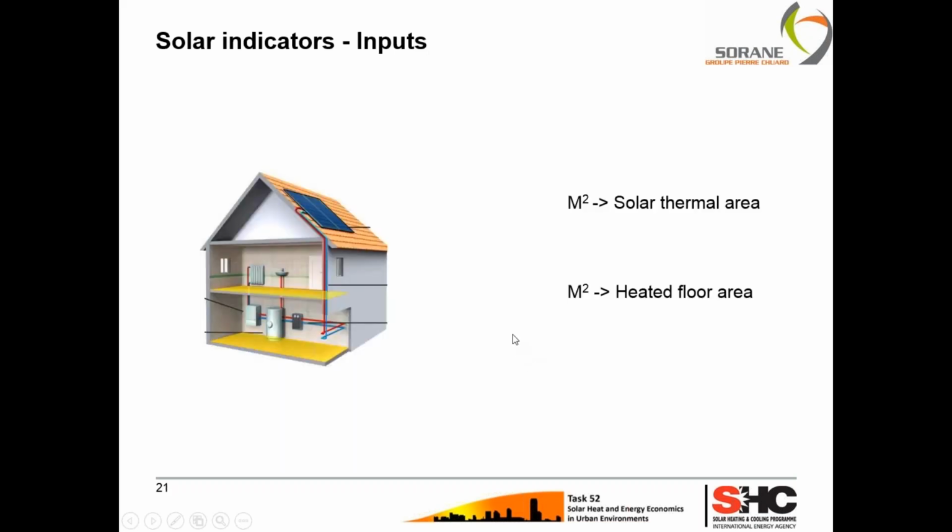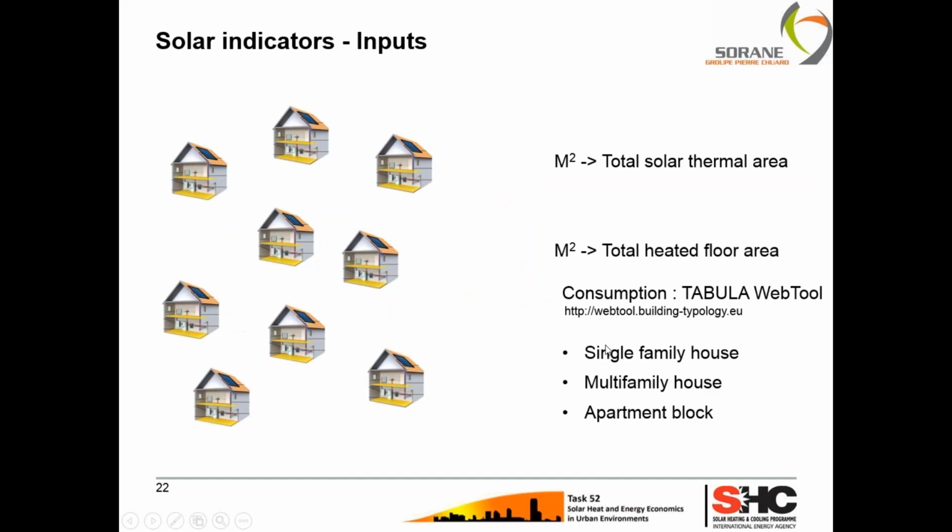It's really straightforward. The input of this tool is basically the amount of solar square meters you can put on your building or ground-mounted system, and the square meters of heated floor area you have. If you have more than one building, the same: you use the total amount of solar thermal area and the total heated floor area.